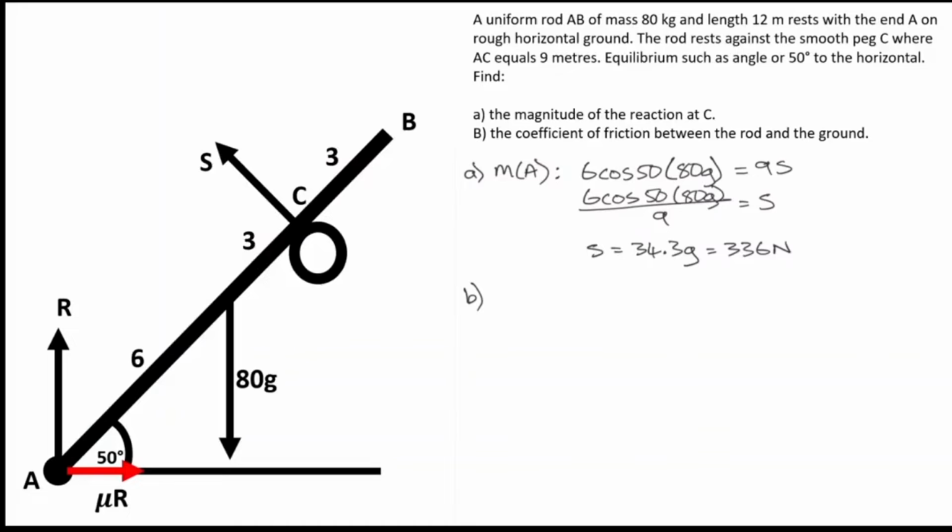Part B of the question wants us to find the coefficient of friction between the rod and the ground. So we should be used to the process here. We now want to resolve vertically to find out R and horizontally to find out mu. Let's start with the vertical. Looking at the diagram, we have two vertical forces, but let's not forget the diagonal force, which will have a vertical component. So let's get some components onto our diagram.